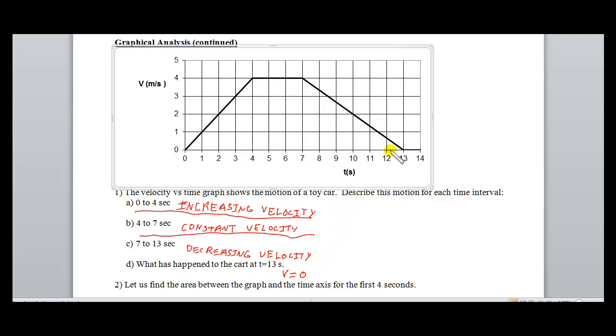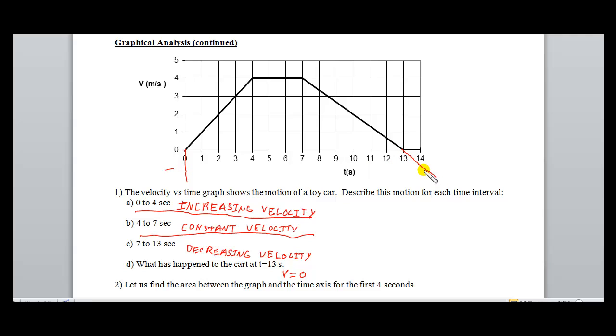How about if this graph were to continue? If it were to continue and look something like this. Now, what do you think the description would be? Well, keep in mind, here's my velocity axis, and if we continue downwards like this, then we're talking about negative values. So basically, the velocity would be negative.